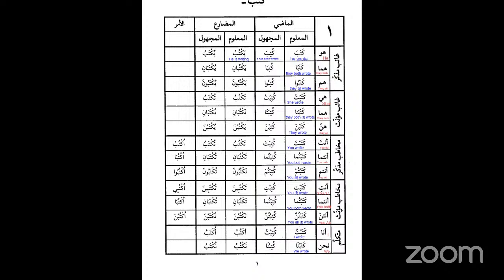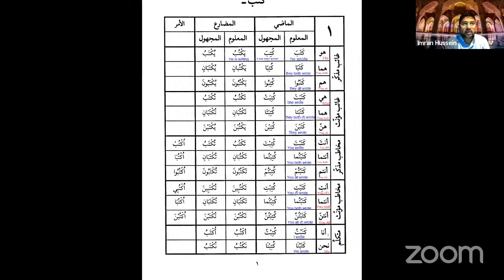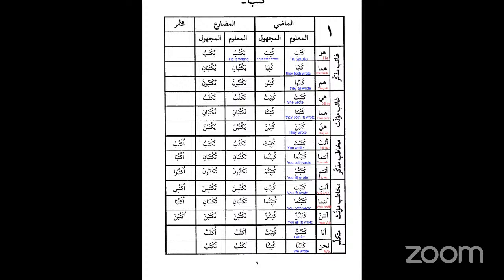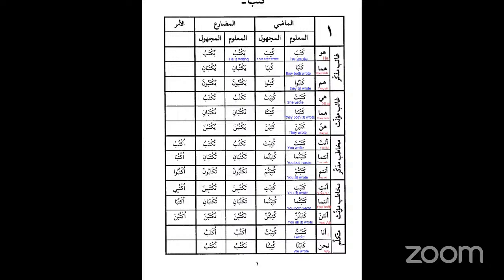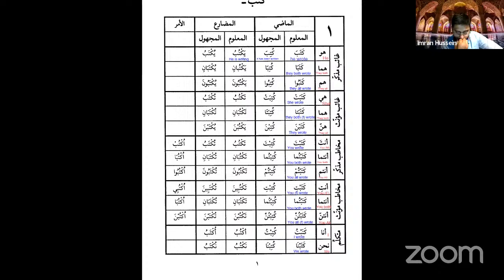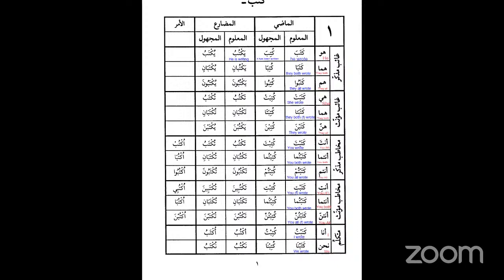Katabna. I want you to do now for me on the same pattern the verb jalasa. Jalasa, I mean he sat. Jalasa, jalasat, jalasta, jalasti, jalastuma, jalastum, jalastunna, jalastu, jalasna.